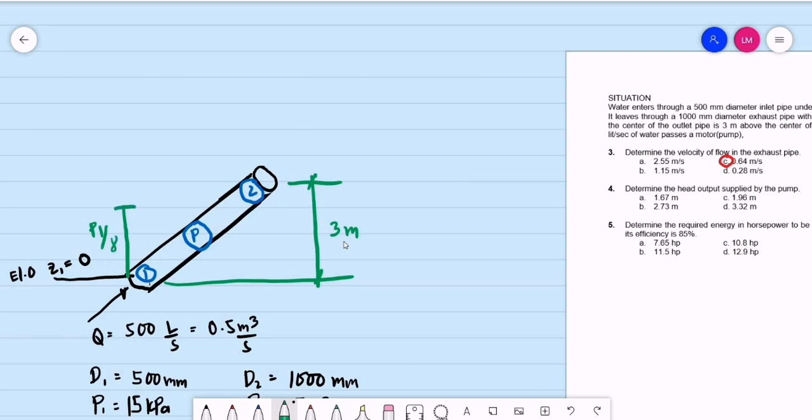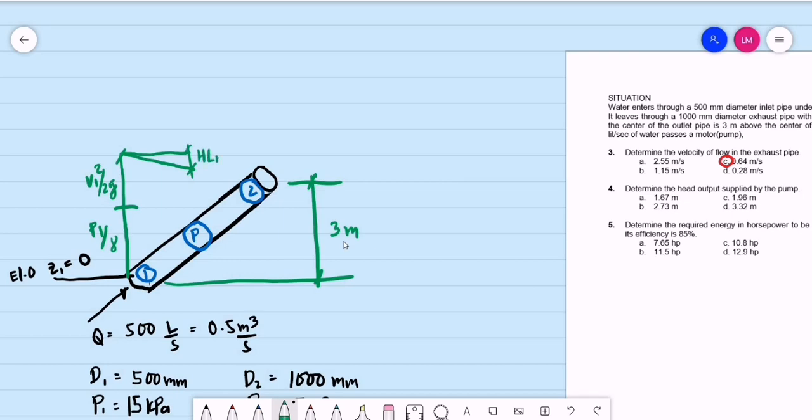Okay, then above the pressure head, we have the velocity head. So velocity head is V1 squared divided by 2g. If we consider the distance from point 1 to the pump, supposedly I will be having a head loss. So let's say this is head loss number 1.